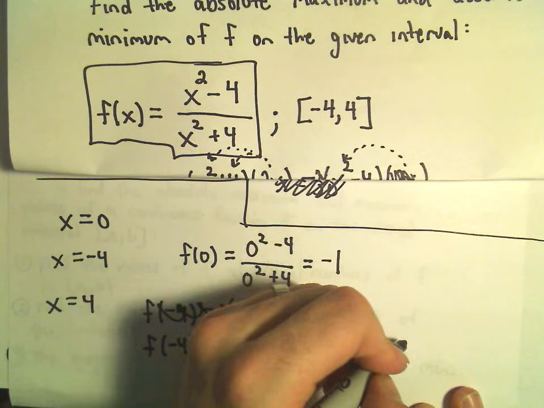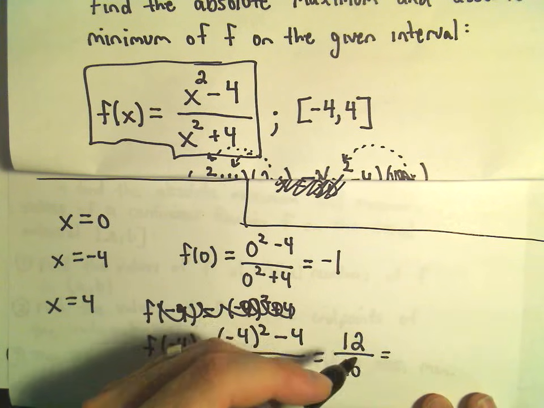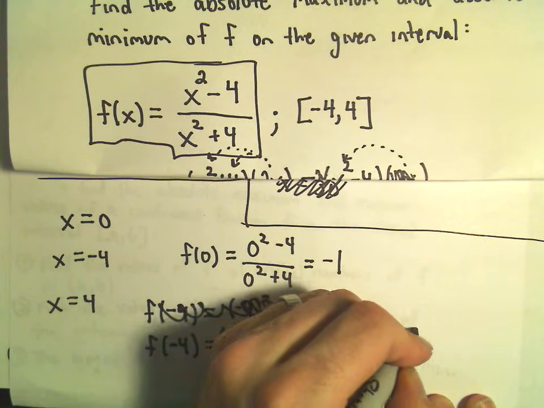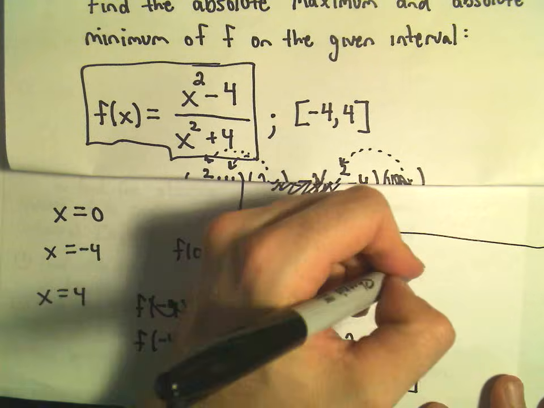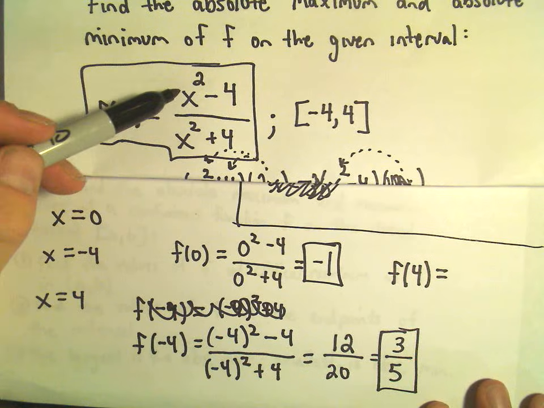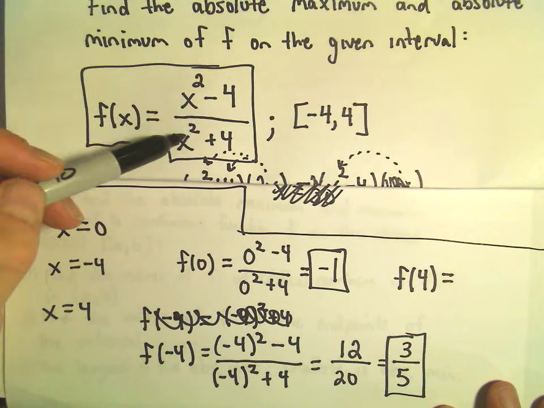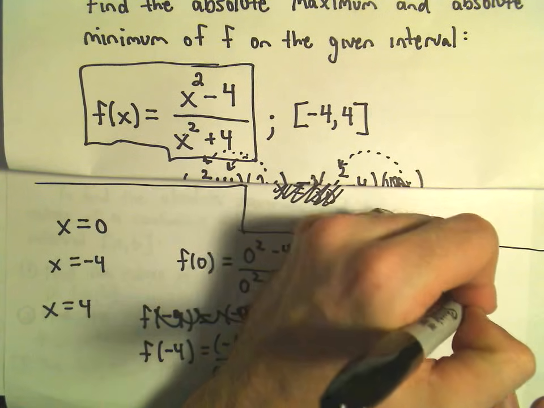Okay, so what's that? I guess we can divide by 4. If we divide the top by 4, we'll get 3. If we divide the bottom by 4, we'll get 5. Notice if you plug in +4, since you're squaring them, you're going to end up getting the same thing. You're going to get 16 minus 4 on top and 16 plus 4 on the bottom. We'll get the exact same value, which is 3/5.